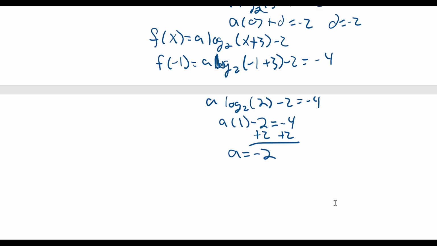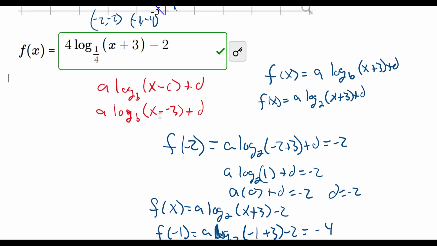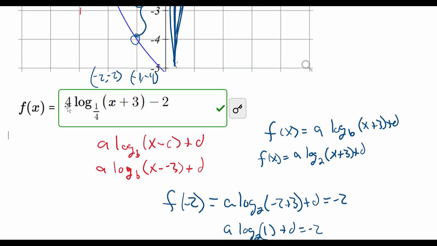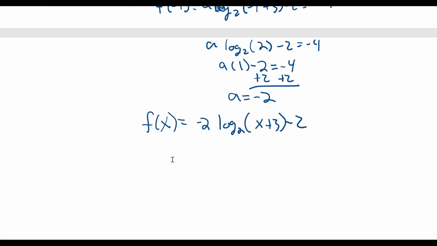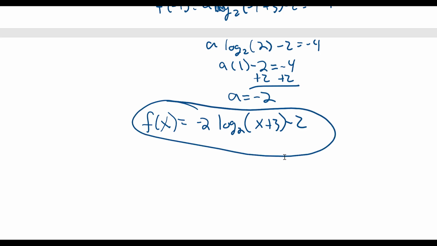So another formula that would have worked for this would have been f of x is negative 2 log base 2 of (x plus 3) minus 2. I'm thinking the person got 1/4. Not sure where the 4 came from, but no, it's not quite right. I'm just not sure how a person got a 1/4. So this is the one that we came up with, and I think this is what the program came up with too. I haven't verified it, but that should work.